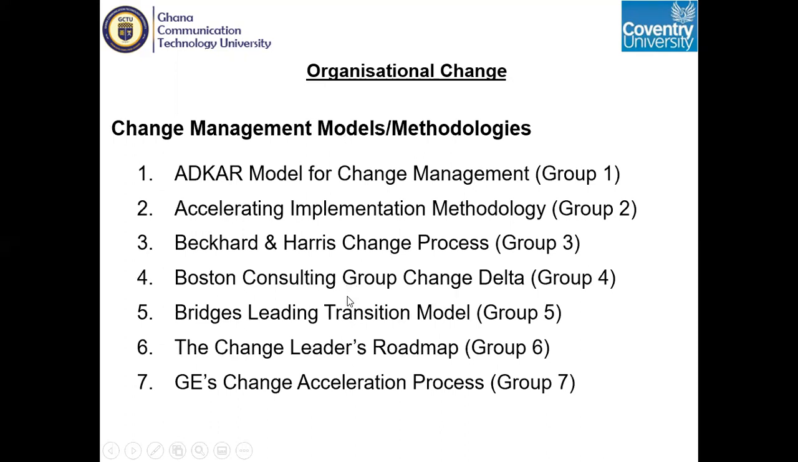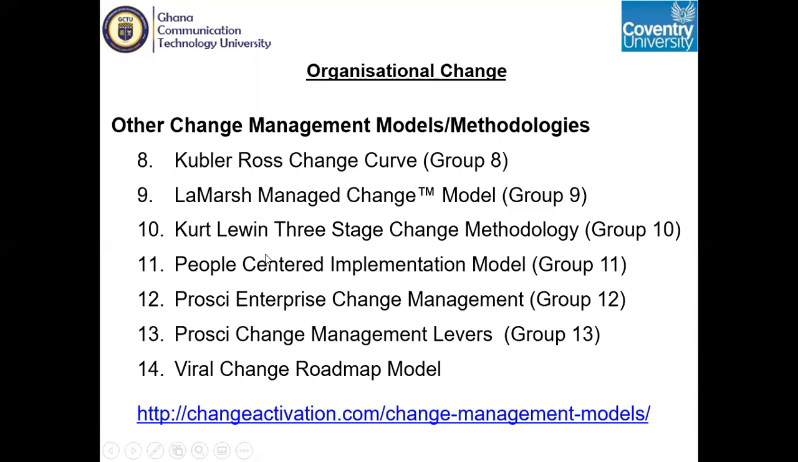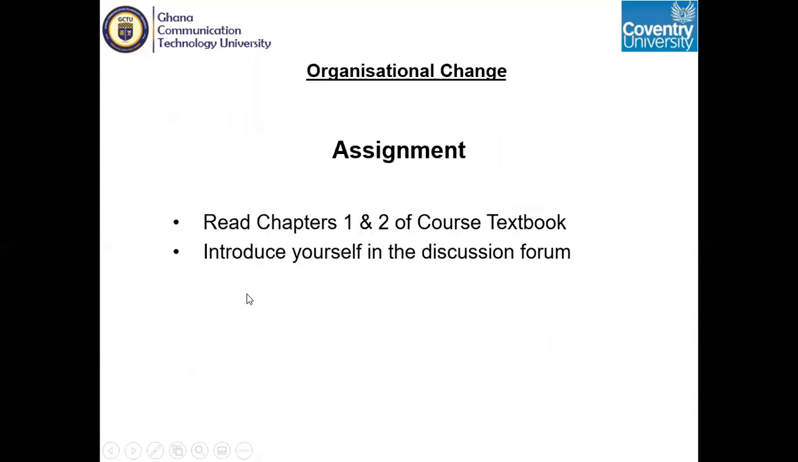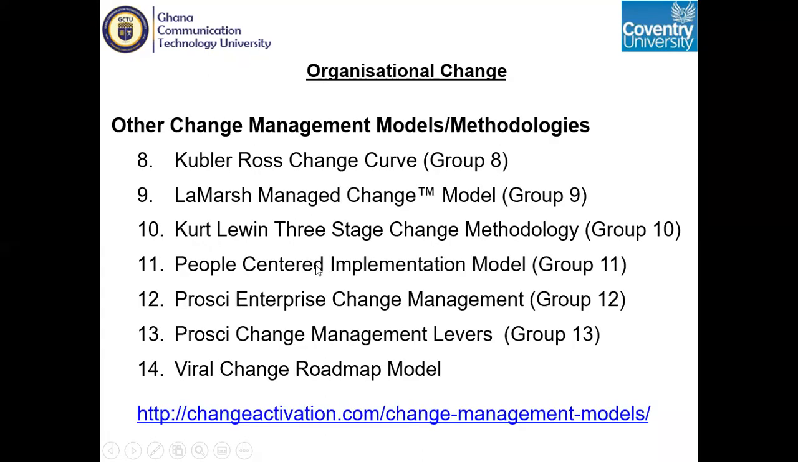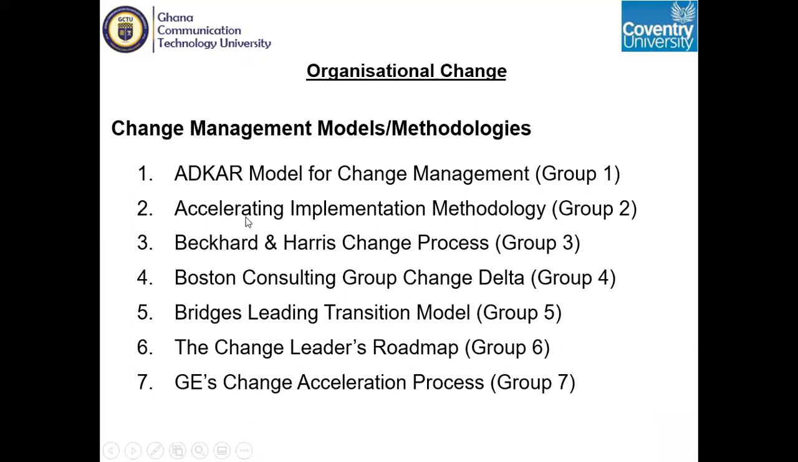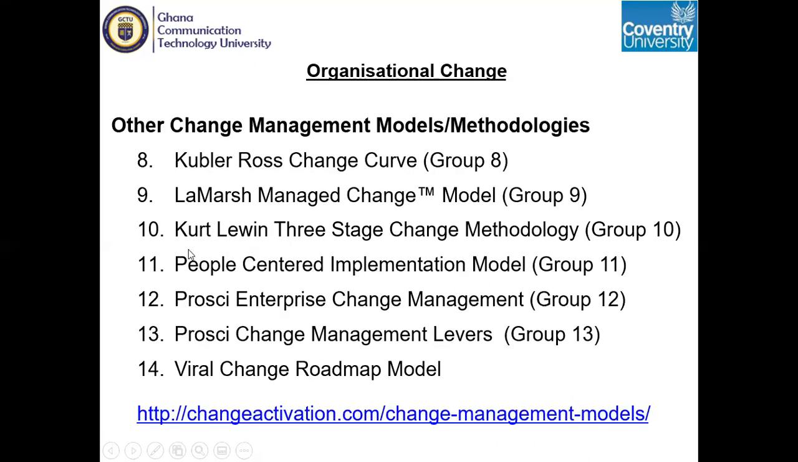So what we normally do is, okay, I have an assignment here. It's not really an assignment per se, but I'll come back and talk about the discussion, the introduction. So you can see that there are a whole lot of models that we have here. Outcome model, accelerating this, Beckett and Harris. So next week, once you form your groups, we will normally just do group 1, 2, 3, 4, and so on. We can't cover all this in class. It's not possible. In fact, there are even more than this.